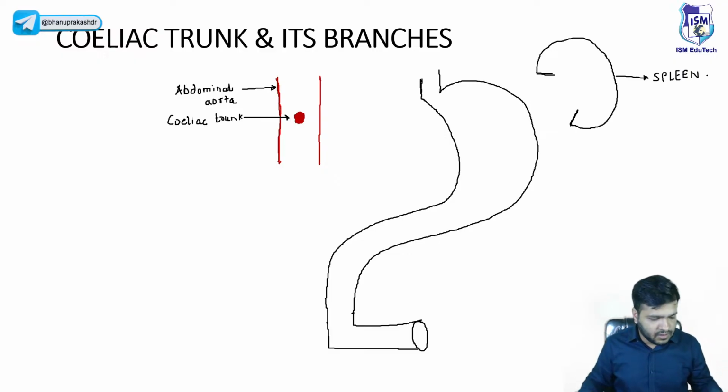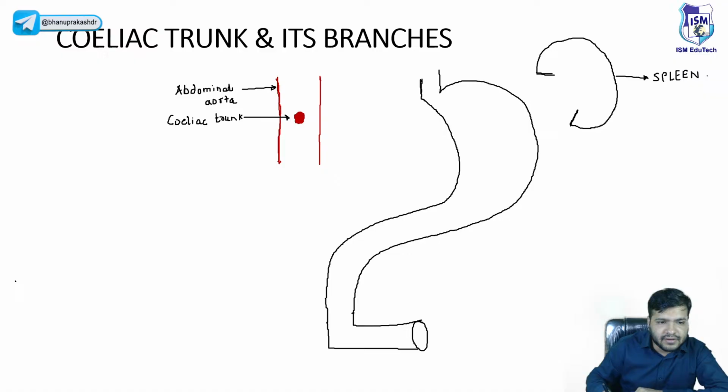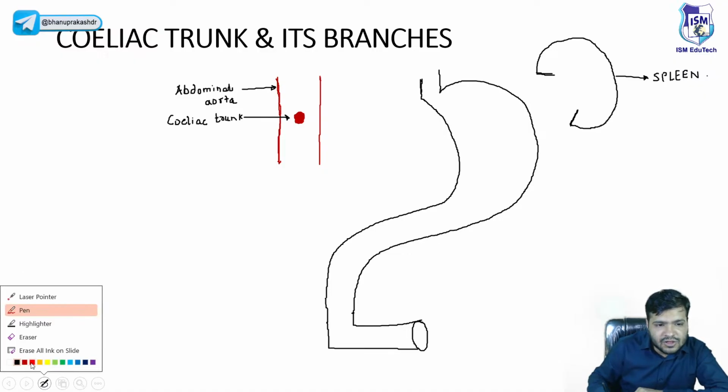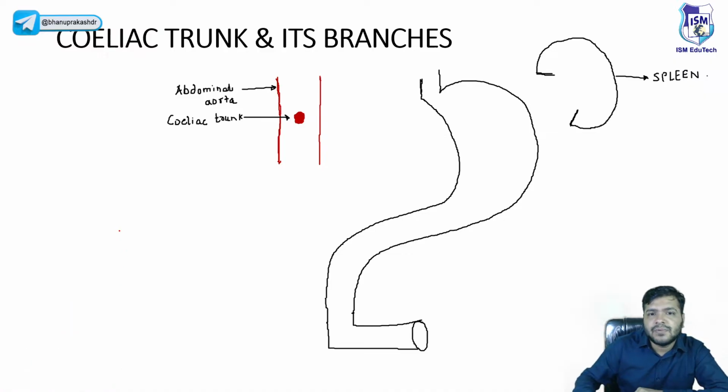So yes, now let us start with the very first branch, beta. The very first branch that you have to remember is the left gastric artery. It is the shortest branch, beta. So remember, from the celiac trunk, the very first branch that we have to discuss is the left gastric artery.